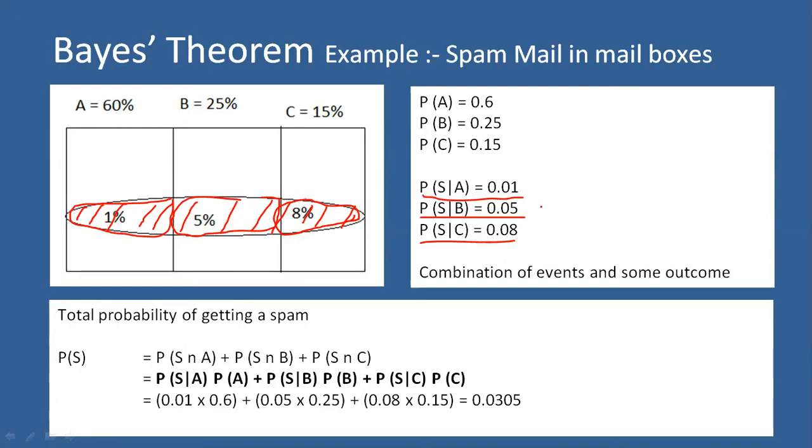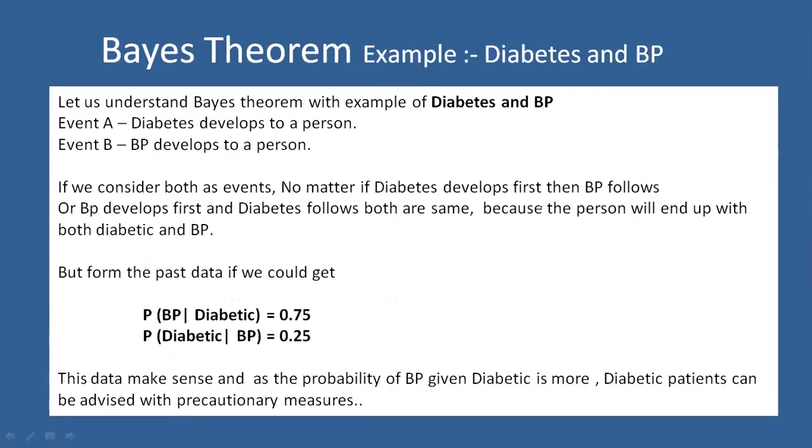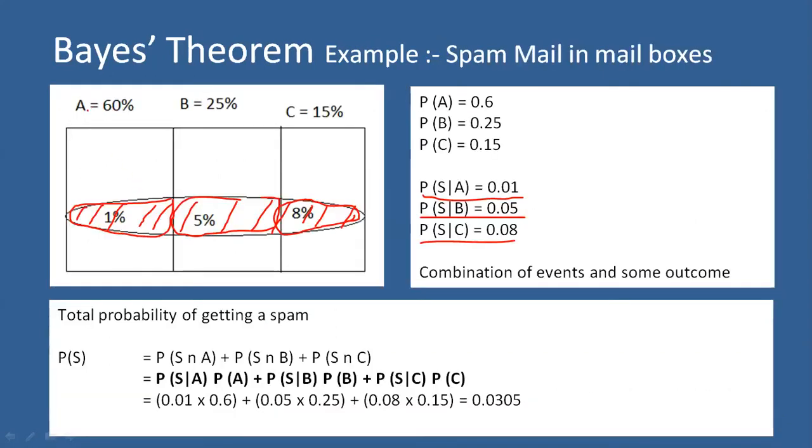The basic difference between the first example, the diabetic BP example, and this example is that in the diabetic BP example there are two events, A and B. We compare the probability of A given B and the probability of B given A and make decisions depending upon the probabilities. But here there are three events: event A, event B, and event C. So there are combinations of events here, and there is some outcome, say spam mail.